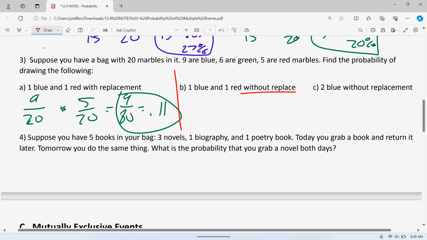So one blue, there's 9 blue out of 20 total. But now one red, there are 5 red, but now there's not 20 left. You never put that blue one back. It doesn't seem like that big of a deal, but that makes the chances of choosing the red one a little bit better. If you want to think of it this way, a lot of times in probability, if you break it down to its most extreme example, it makes it kind of more easy to think about.